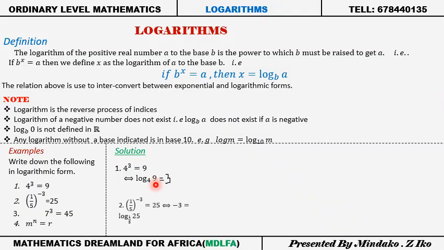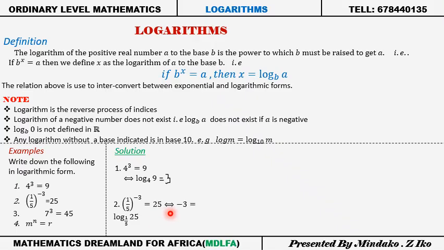Let's look at example 2. We have 1/5 raised to the power negative 3 equals 25. As I earlier said, it's only the base that is staying here. So 4 is the base. Notice that in the index form, 4 is the base, and in the log form, 4 is still the base. And the log form must be equal to the power that the base was first of all raised to when the equation was in index form.